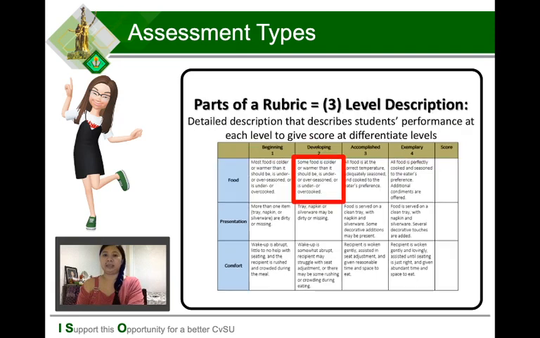And then of course, the last part of the rubric is the level description. So your level description must be very clear also for the students so that they will know what is your expectation of them.